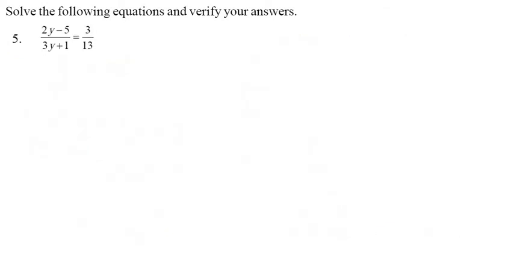Now come to question number 5. It is (2y - 5) upon (3y + 1) equal to 3 upon 11. Not 11, it will be 13. Now do the cross multiplication.